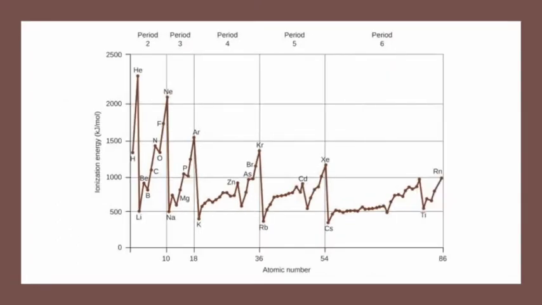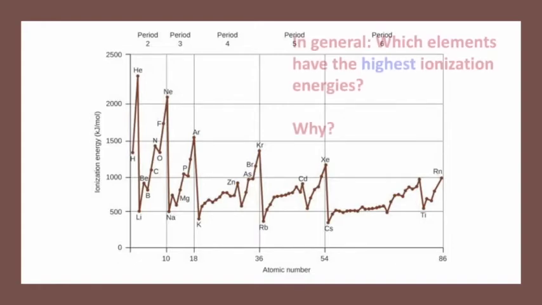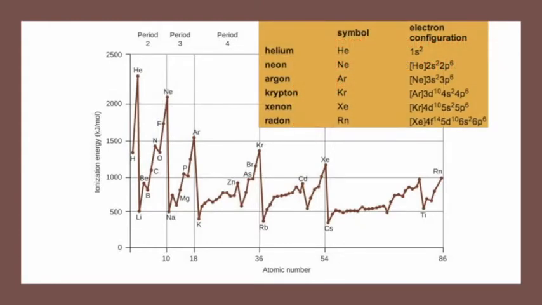Look at the graph. What can we say about the elements that have the highest ionization energies? Pause and think a moment about this. You should notice that the elements with the highest ionization energies are the noble gases. They have full valence shells, and this is a very stable configuration. It's one of the reasons that noble gases are not reactive.